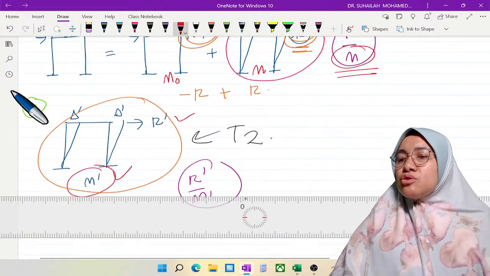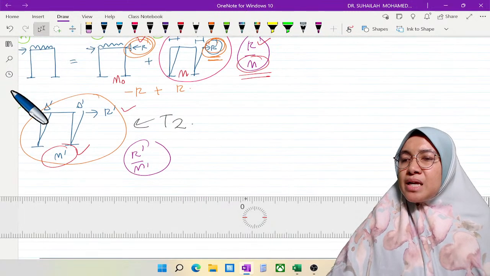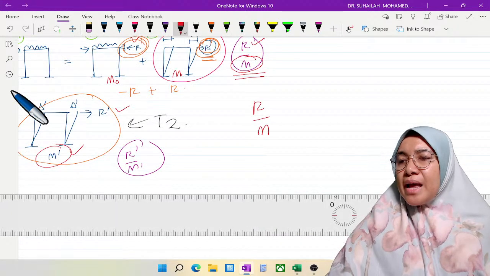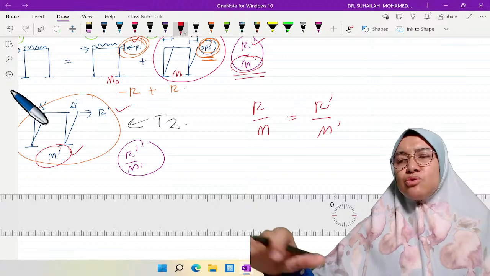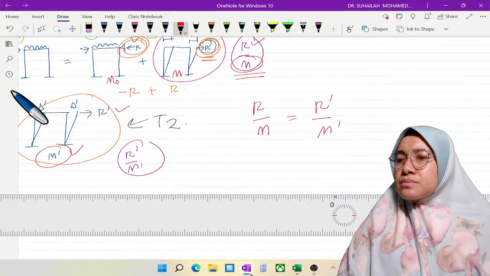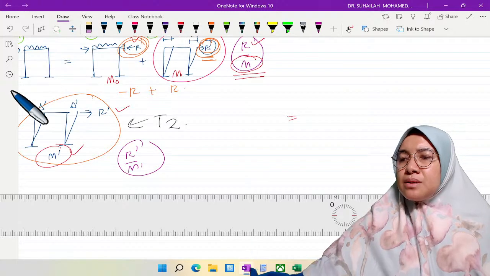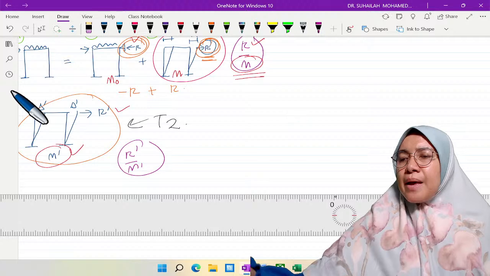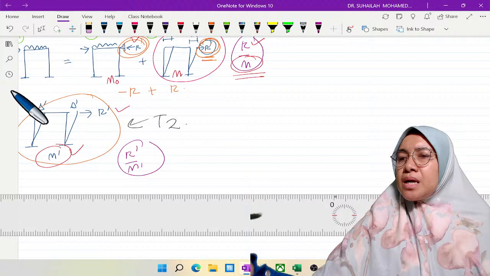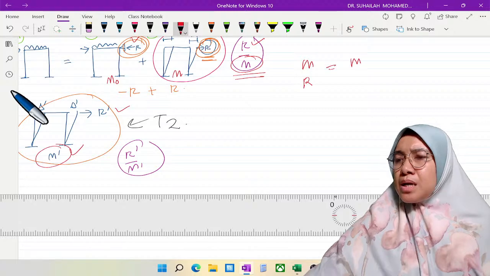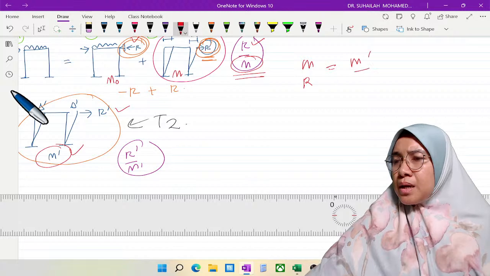So when we compare these two using interpolation, we have R and M, and then we have R prime and M prime. So we just need to rearrange this. Okay, not this, we want to invert M. Here M with R, M with R. Here M prime with R prime, M prime with R prime.